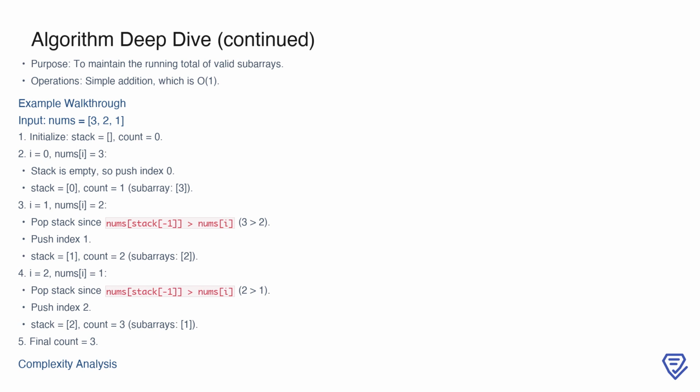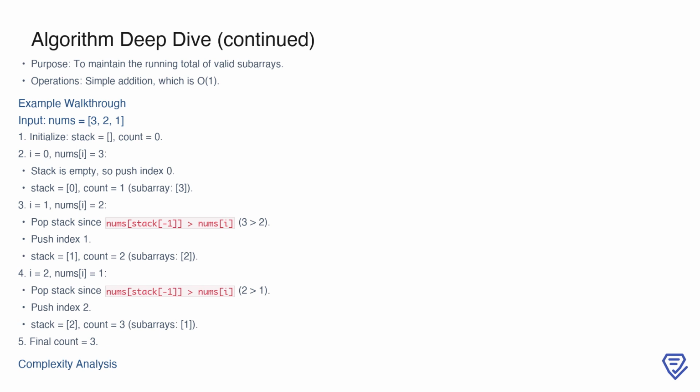Next, for nums[1] equals 2, we notice that the top of the stack corresponds to an element greater than 2. So, we pop the index 0 from the stack and then push index 1. The stack now contains 1, and count is updated to 2, reflecting the subarray 2.